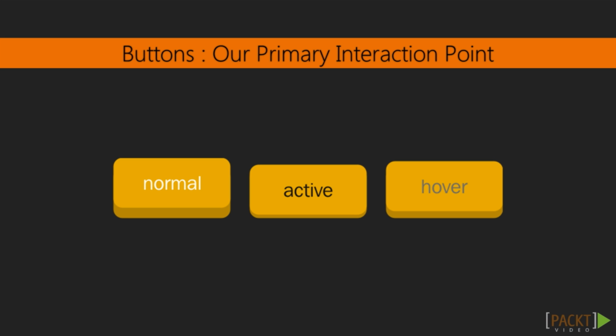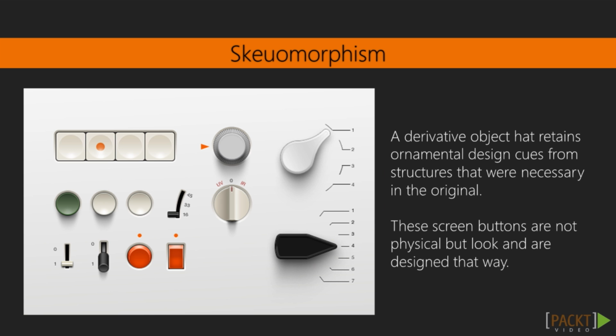When considering your buttons and how they might look and feel, you should consider that a button is a physical, tangible interaction. In considering that, there's a couple things you should know. There's skeuomorph, or a derivative object that retains ornamental design cues from structures that were originally not necessary. Think of the save icon being designed like a floppy disk. Many people have never even seen a floppy disk or know what it's used for, but it becomes a skeuomorph of what the action is.